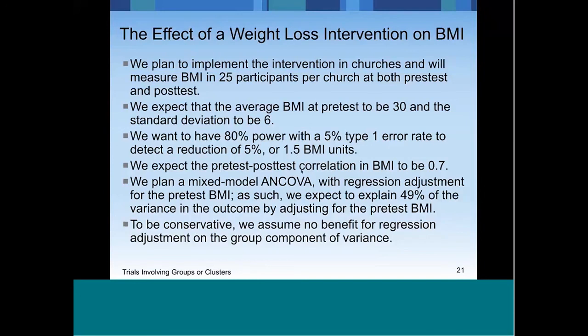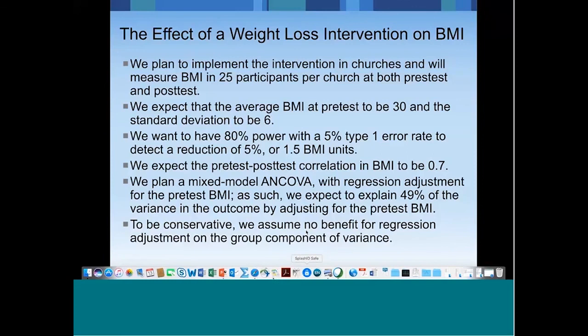We know that BMI is highly correlated over time and expect that the correlation over 1 year would be about 0.7. And we plan to analyze the data with a mixed model analysis of covariance, adjusting for the baseline value of the BMI. As such, we expect to explain about half of the variance in the outcome by adjusting for pretest BMI. To be conservative, we're not going to assume any benefit for regression adjustment on the group component of variance, only on the member component.